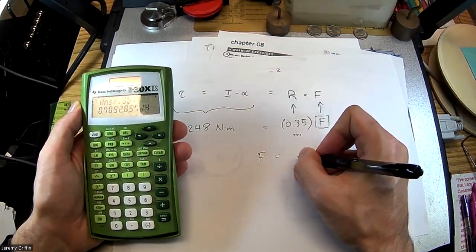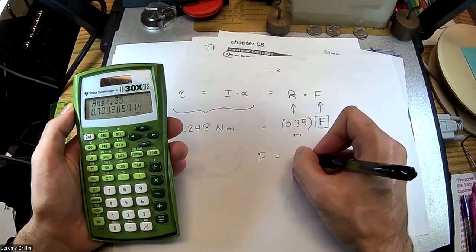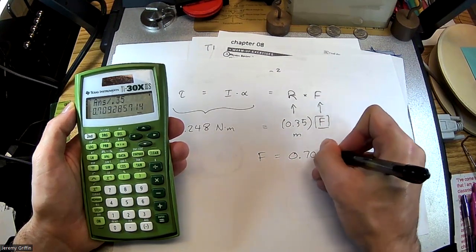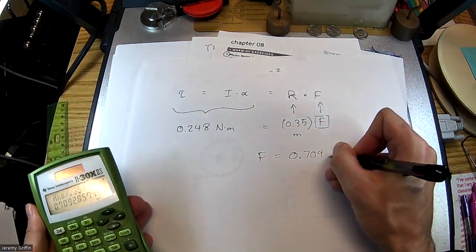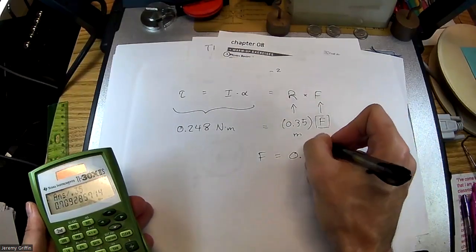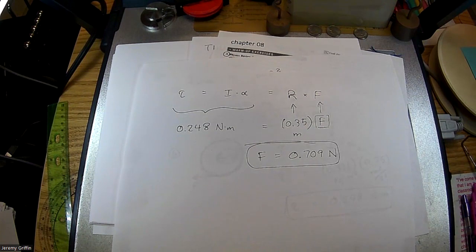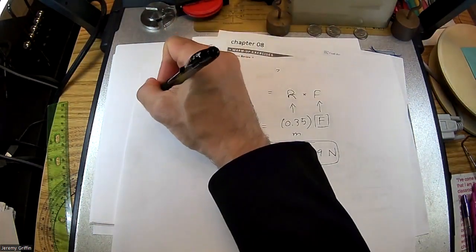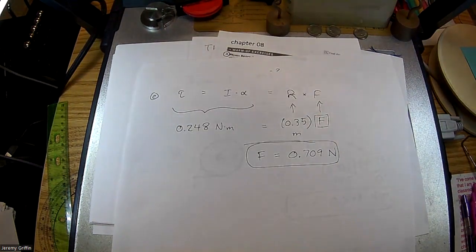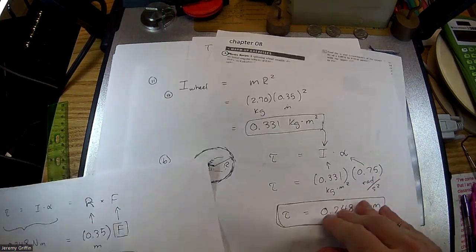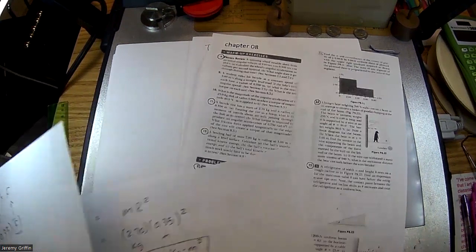What are you guys getting for your force? Yeah, 0.709. What's the unit? Newtons. 0.709 newtons. Just like that. All right, and that was part C. So we got A, B, C. All right, you guys are right there? Okay, and we got one more warm-up.